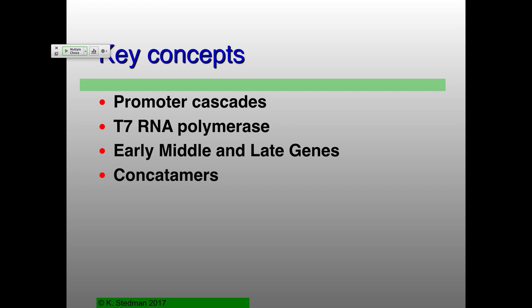And then the other new concept that we haven't really talked about yet is the whole idea of a concatemer, which is literally just genomes hooked up end to end to end. And we'll see how that works, although it's not actually completely well understood in T7. We know that we get them. Exactly how we get them is another interesting question.